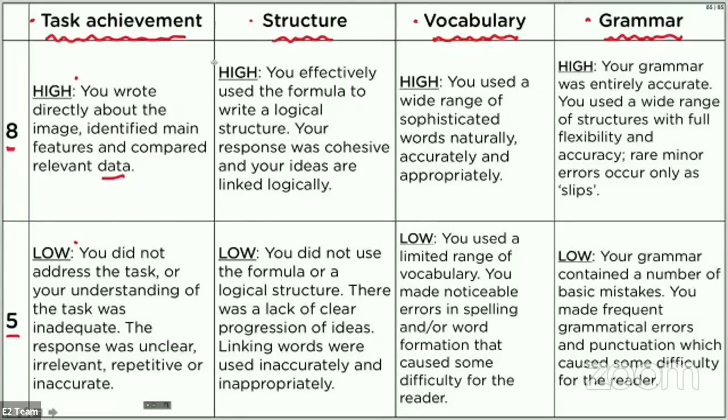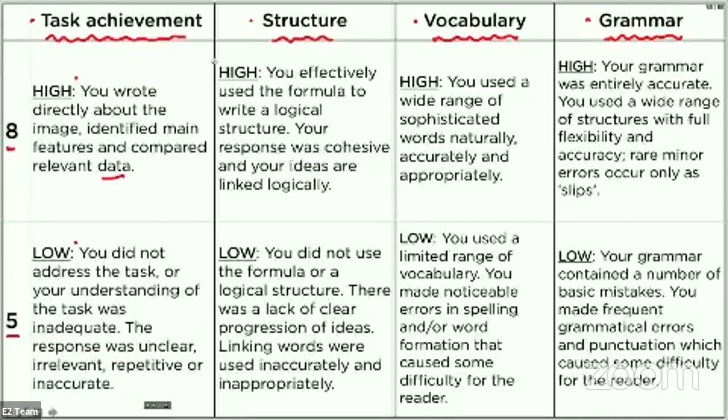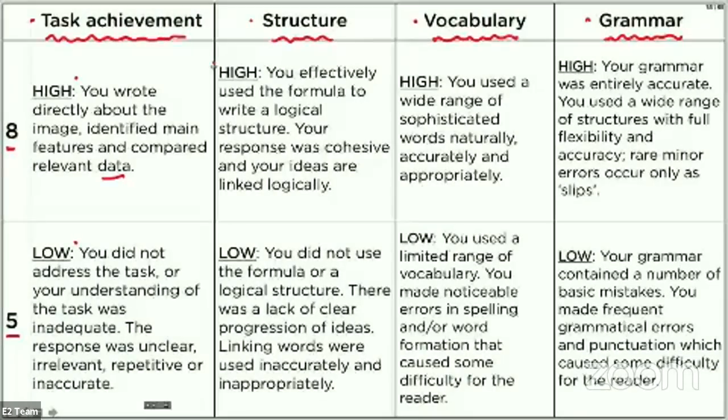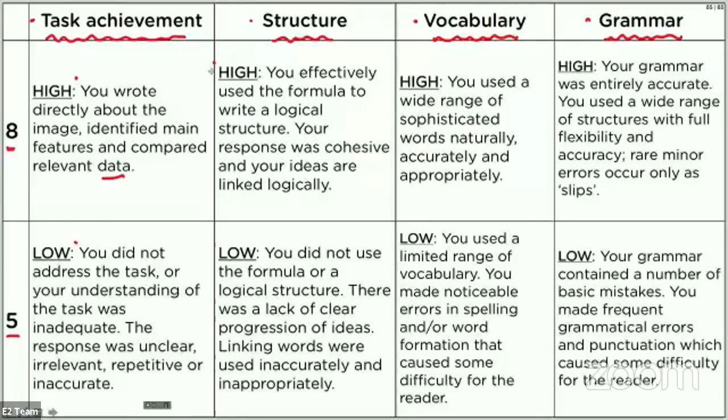Next, structure, a high band score, an 8. You effectively used the formula to write a logical structure. Your response was cohesive and your ideas are linked logically. There are 2 things going on with structure. There's the overall structure of the summary, the general description of the key features, and then the comparative paragraphs. But then also within these paragraphs, did you use linking words like firstly, secondly, lastly, or in addition? Did you link your sentences together logically as well to create a flow from beginning to end?